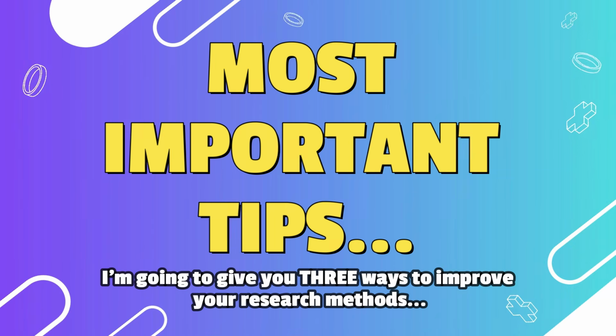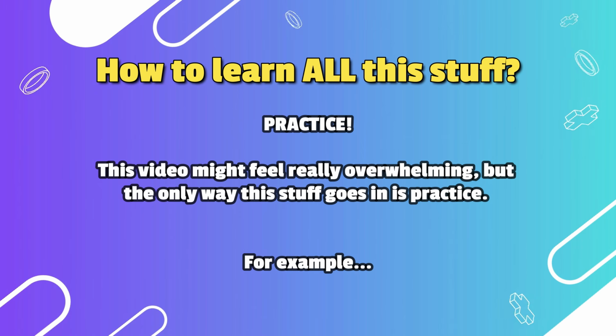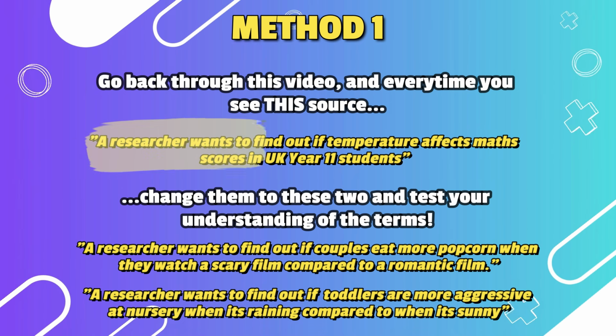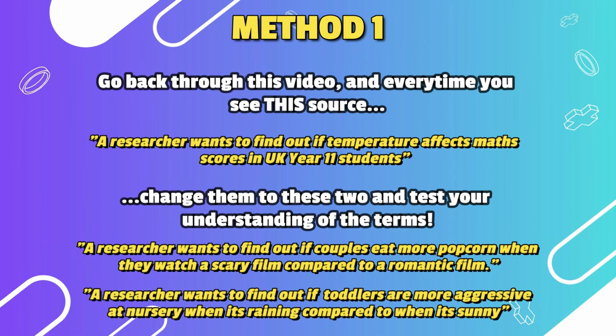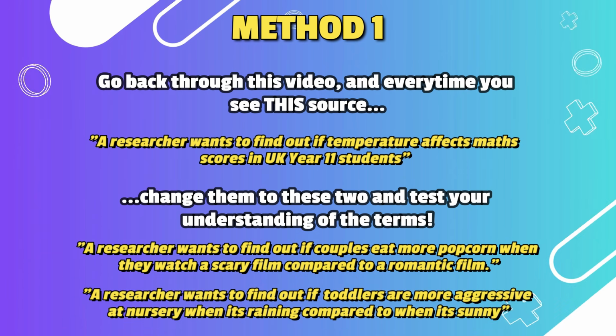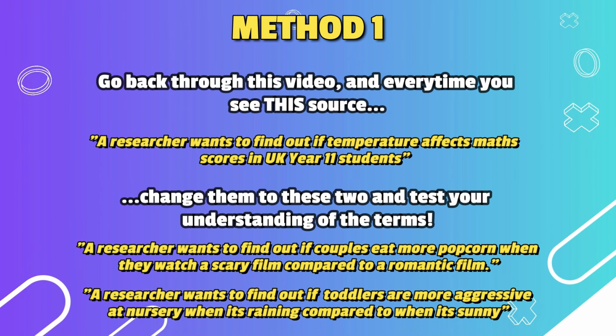Now, this is the most important part of this video, and if you've made it this far, congrats, because I'm about to give you the best bit of advice. Firstly, there's loads of stuff in this video, so it might feel overwhelming, but the best way for it to go in is to practice. So go back through this video, and every time that I use that source with the temperature and math scores, I want you to change them to one of those two at the bottom instead. That's great practice. So going back, looking through the video, and every time that I mention that source, pause it, change it to one of those two other sources, and see if you can apply it correctly.